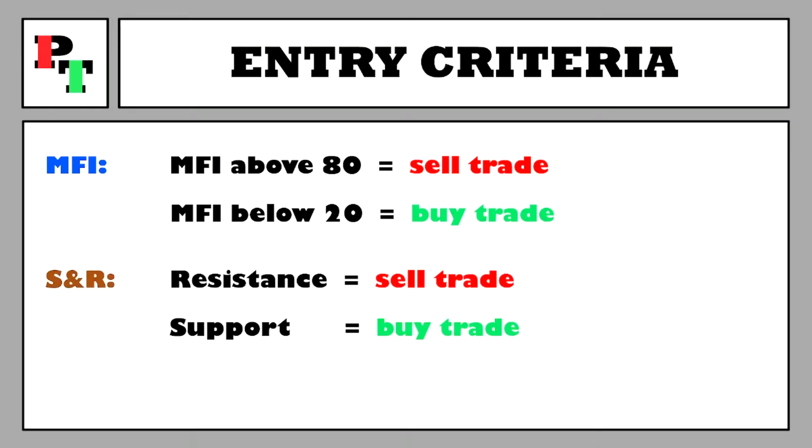If we get either of those signals from the MFI, then we can look to the support and resistance next. If price is at a resistance zone and we've already got a sell signal from the MFI, then we can look at getting into a sell trade. Equally, we'd look for a support level for a buy trade if the MFI is oversold, and if the support is present, that opens us to the trade.